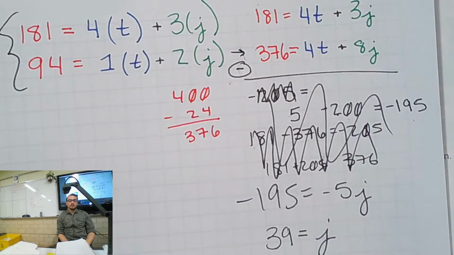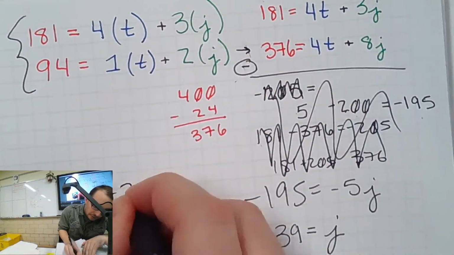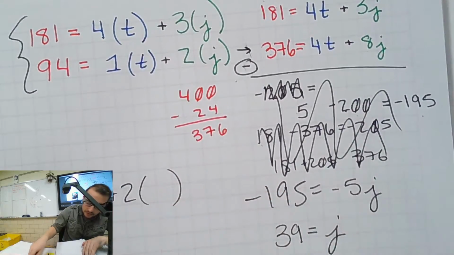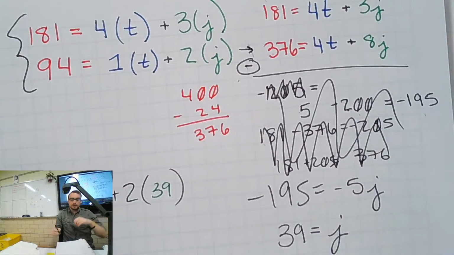So now that we know how much the jeans cost, how can we figure out what the t-shirts cost? Jace. Which one do you want to plug it into? The top or the bottom? The top? Why would you rather plug it in the bottom, Jace? Instead of timesing by 3, right? So when I plug it into the top, I've got 94 equals t plus 2 times whatever j is. Whenever I plug something in, I wrap it in parentheses. It's 39. How do I do 39 times 2 in my head quickly?